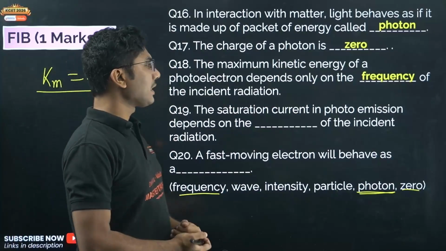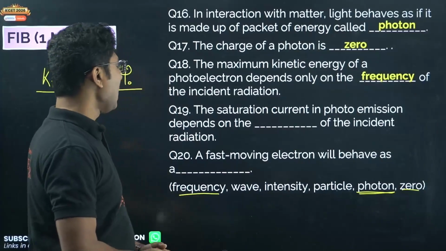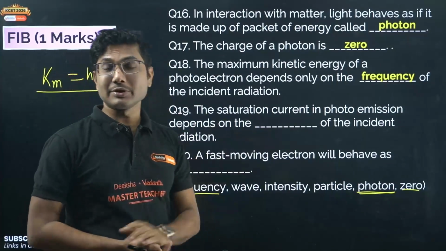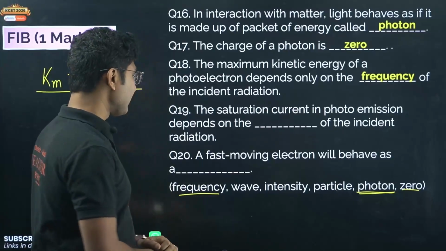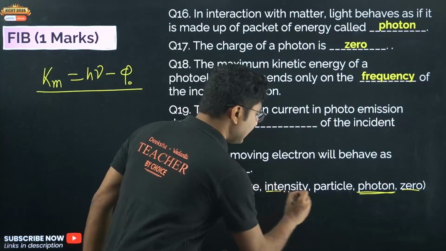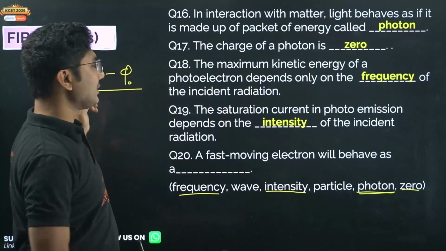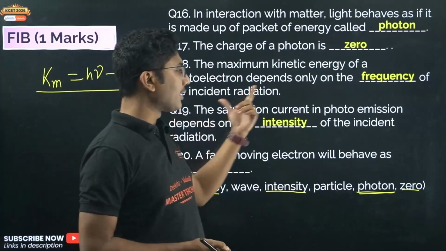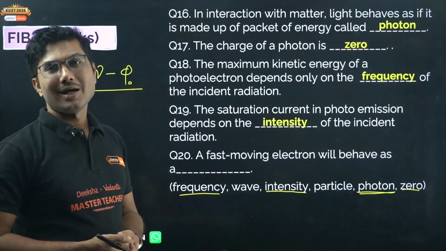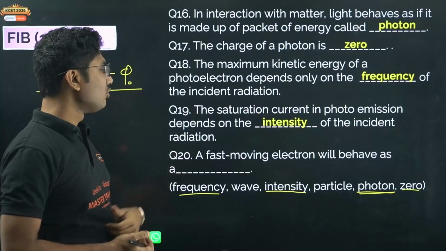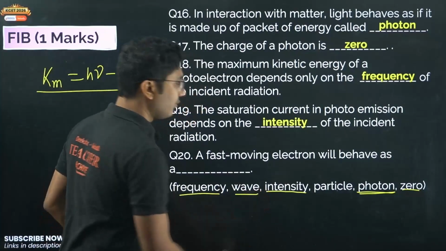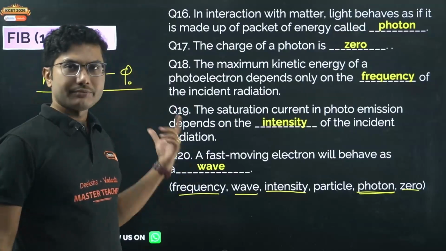The saturation current in photoemission depends on the dash of the incident radiation. Saturation current depends on the intensity of the incident radiation. So the correct answer is intensity. A fast moving electron will behave as a wave. So the correct answer is wave.